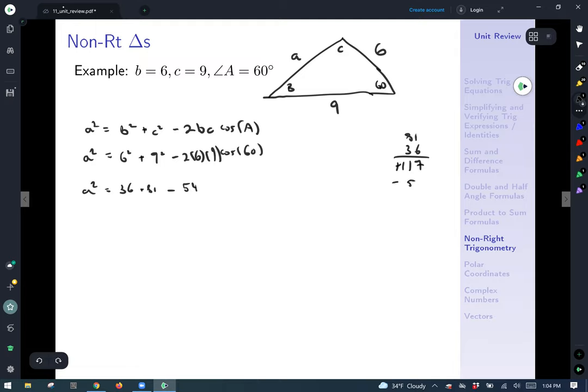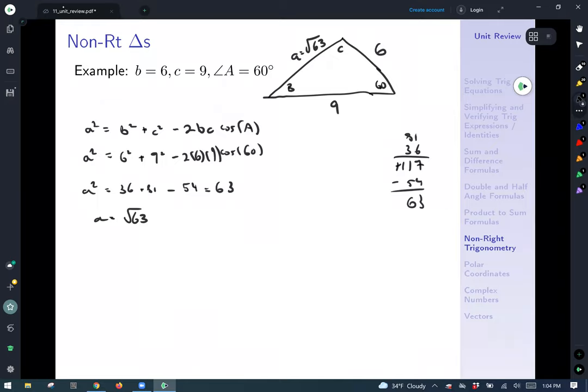We'll take away 54 from this and we'll get 3, and then 5 off of 11 is 6. So A squared is 63. So A is equal to the square root of 63. Now you have all three of your sides. This means that the next thing we need is an angle.